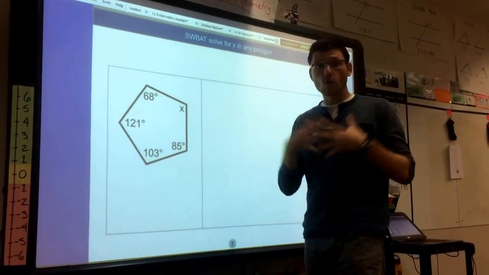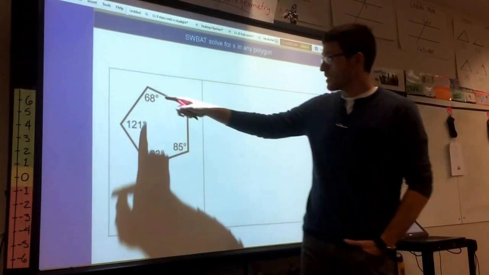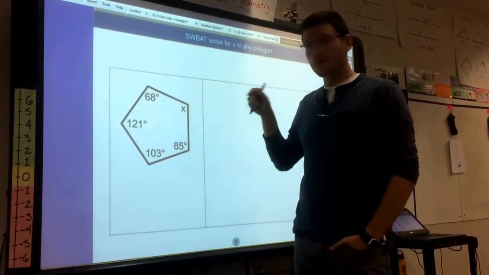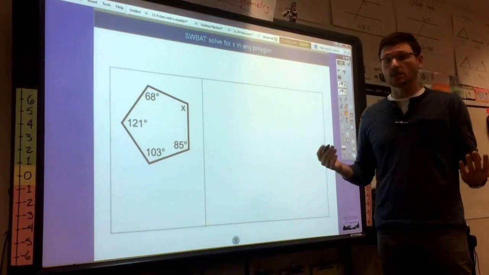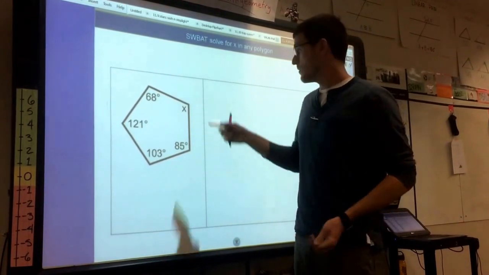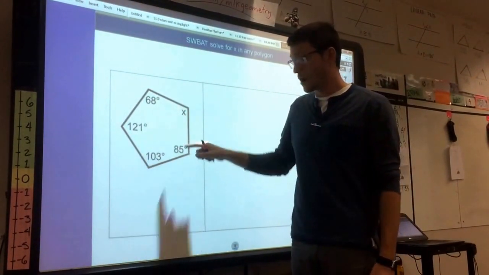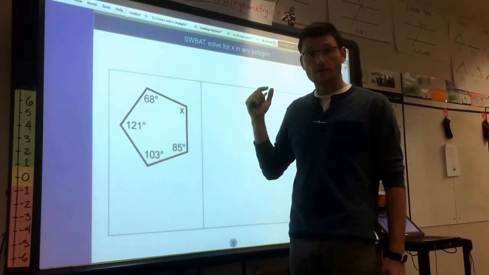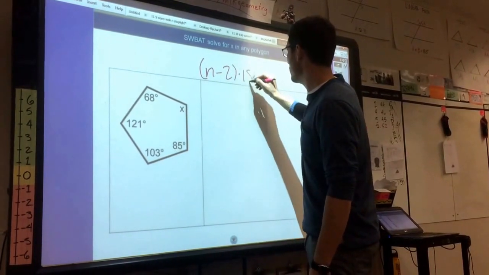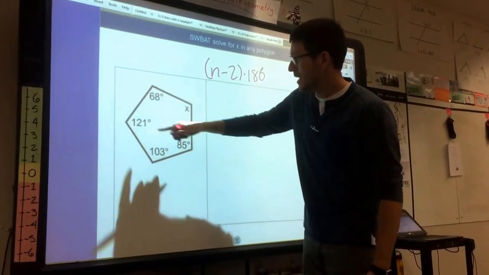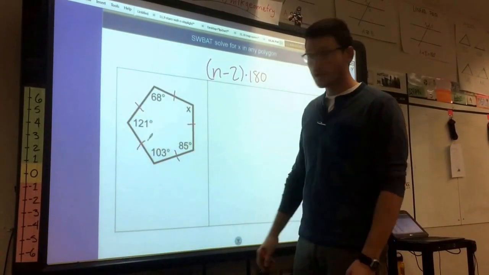Okay, guys, so that equation that we were working on really helps us out when we have problems like this. I know this angle, this angle, this angle, and this angle, but I'm missing that x up there. And how do I find it? I'm going to need to start with that equation that we used before to figure out what all the angles add up to. Because if I know the total and I know what these ones are, all I have to do is subtract and figure out what I have left. So let's start with that equation. N minus 2 times 180. N in this shape is not 121, it's not 68, it's still the number of sides, which in this shape is 5.